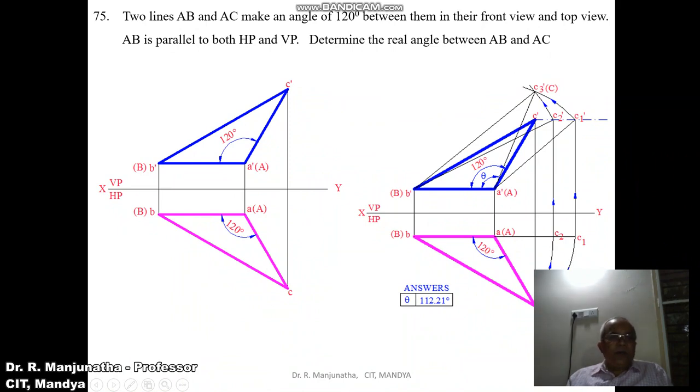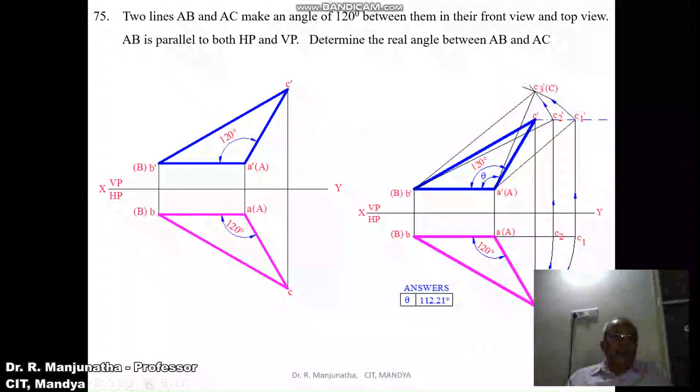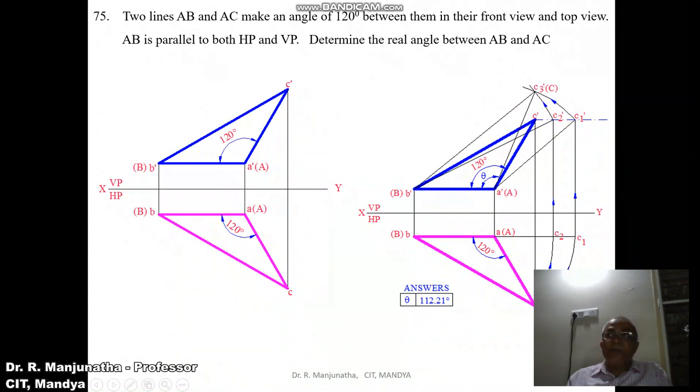So first we are going to draw one horizontal line above the XY line at a convenient distance, and also a horizontal line below the XY line at a convenient distance. Say, for example, we take around 60 mm between A dash and B dash. First mark 60 mm between A dash and B dash in the front view, and similarly AB also will have 60 mm. You mark these points as A dash and B dash in the front view, and as small a and small b in the top view. As he says, it is parallel to both HP and VP.